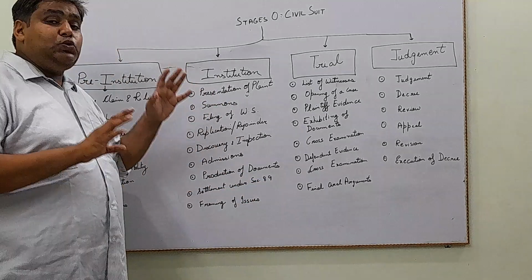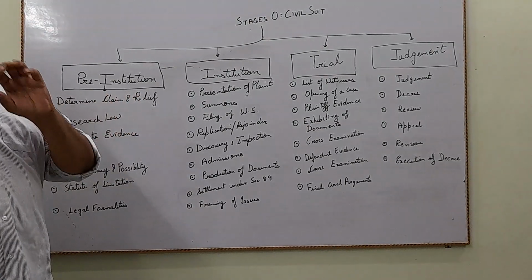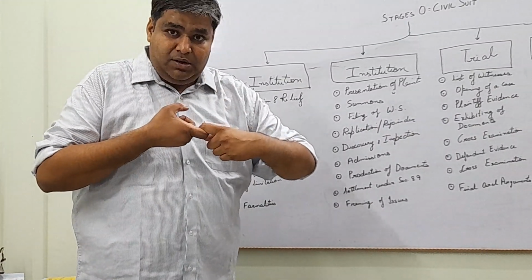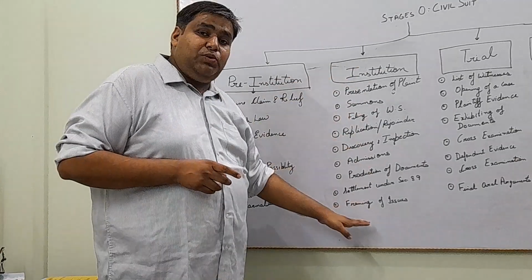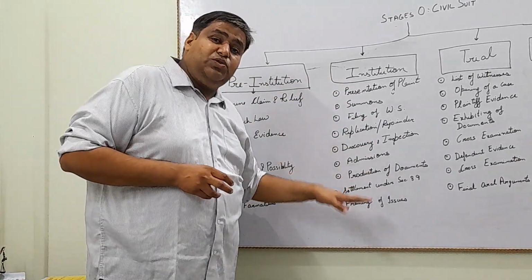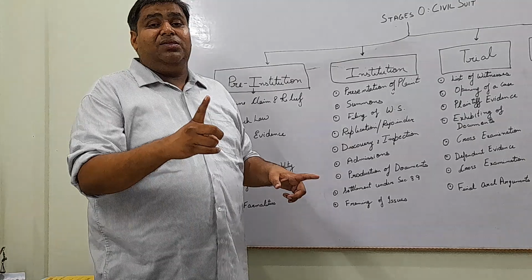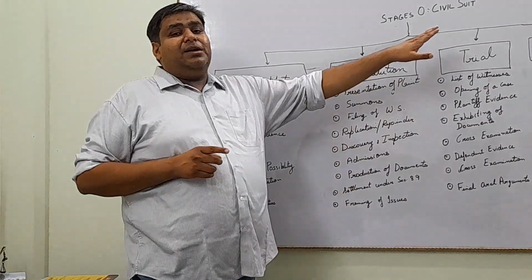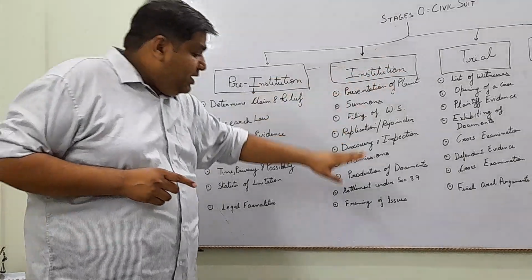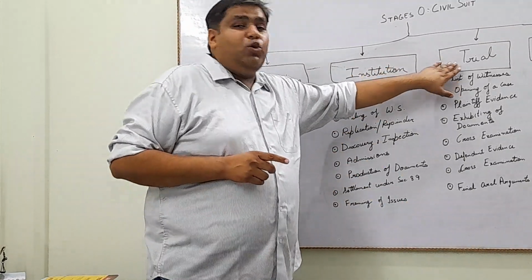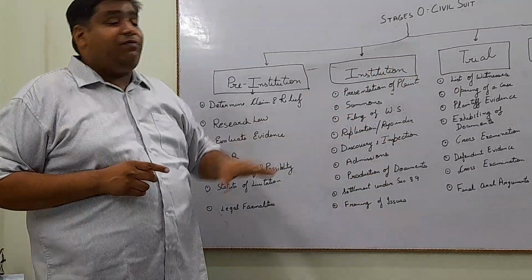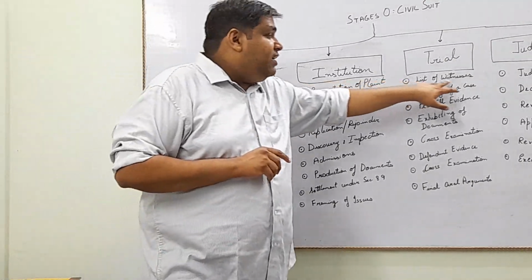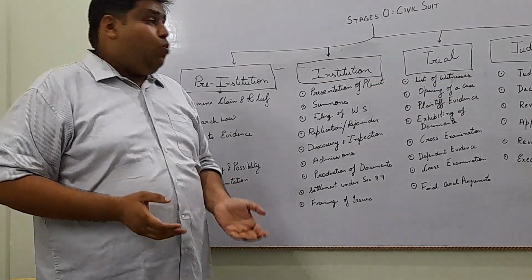Now, once the issues are framed and settled, that this is the actual dispute between the two parties, the institution phase comes to an end. So, framing of issues, settling of issues is the last thing in the institution phase. And once the issues are settled, the trial begins. Both the parties are supposed to file the list of witnesses within 15 days of the framing of issues.